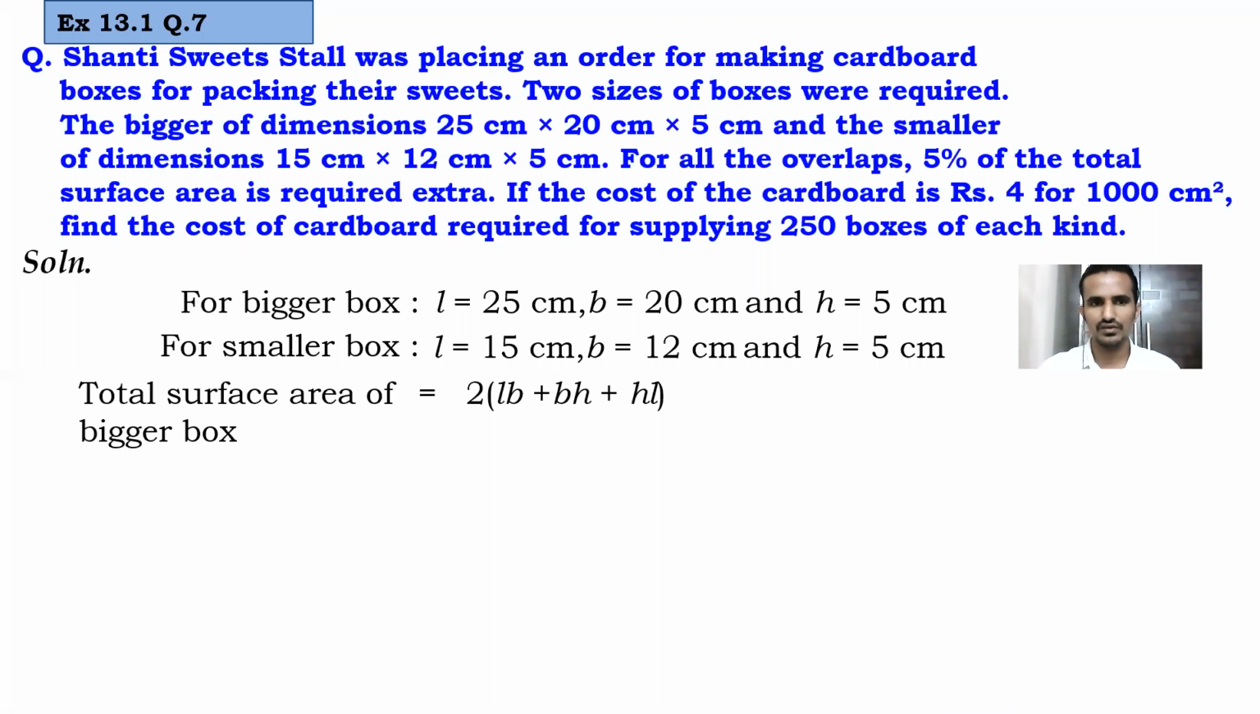And we will use the dimensions which are given for the bigger box. So we have 2 in the bracket, length into breadth, that is 25 into 20, plus breadth into height, means 20 into 5, plus length into height, which is 5 into 25.